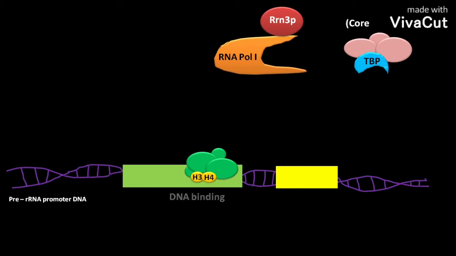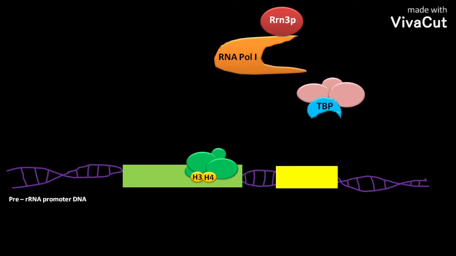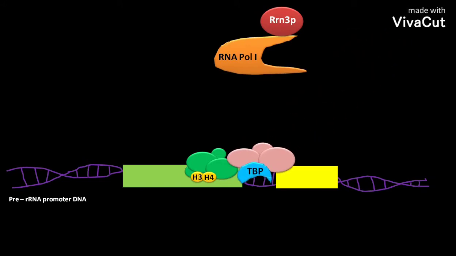Trimeric core factor, or CF, along with TBP then binds to the core element. The TBP makes contact with both the bound UAF and the core factor.